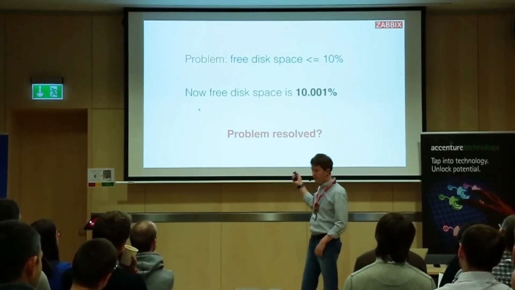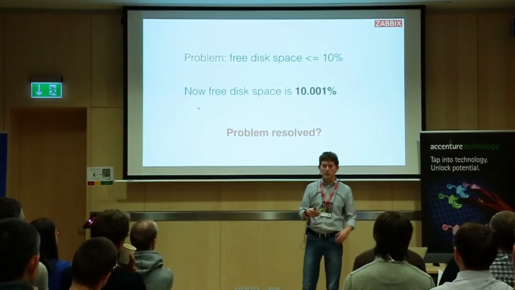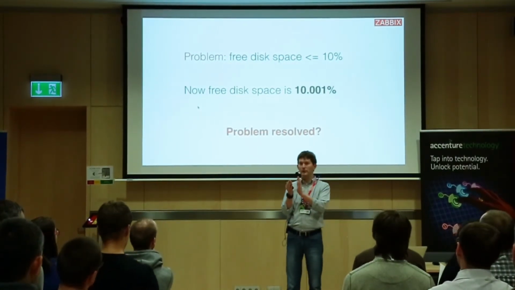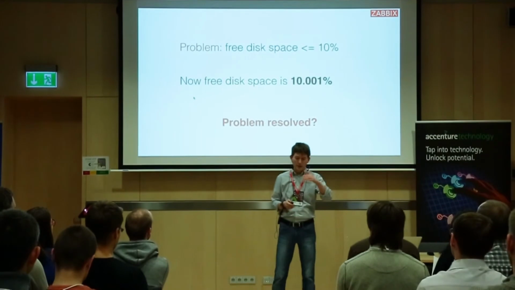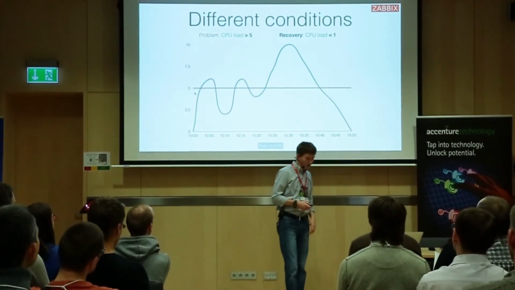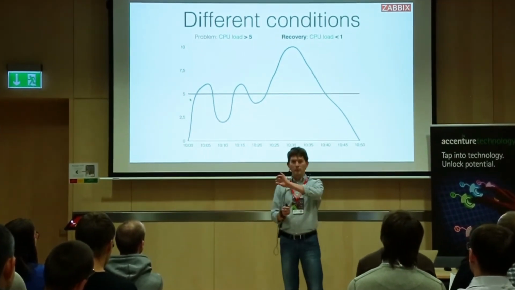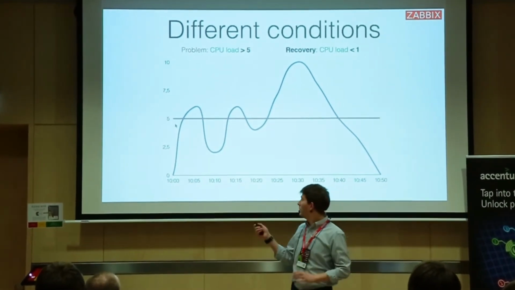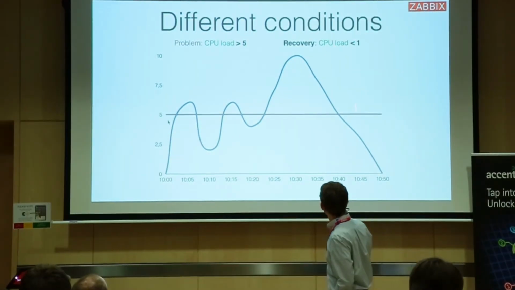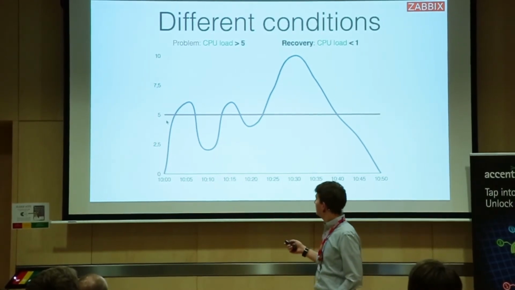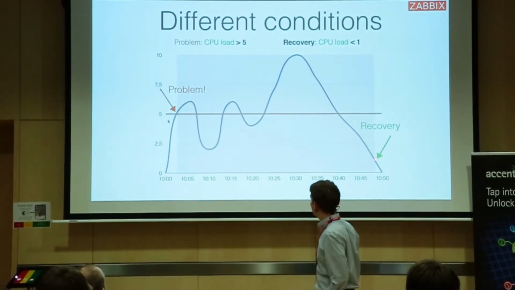The problem is, in fact, resolved, but it may appear anytime soon, because the difference between a problem state and an okay state is just 1 byte. So we are in a very unstable position right now. In Zabbix, we may take advantage of using different conditions for problem and recovery states. So we go into problem state when CPU load is more than 5, but we'd like to recover only when CPU load drops below 1. Okay, more than 5, there is a problem, and then recovery when CPU load drops below 1.